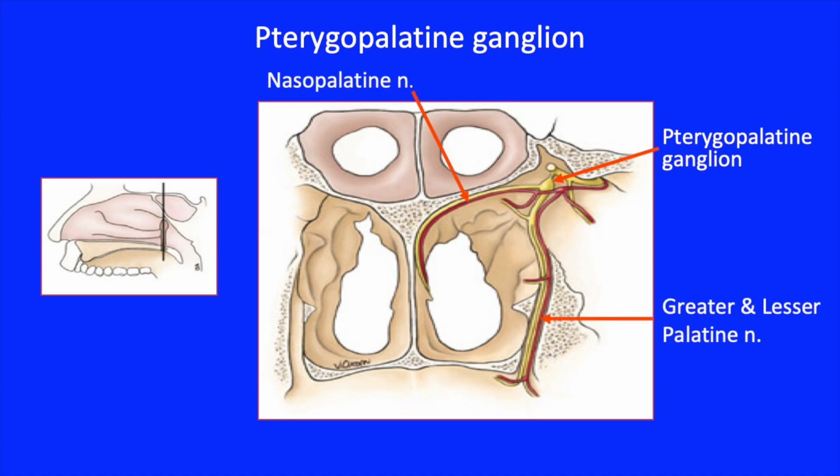In this coronal section through the ganglion, we identify the nasopalatine and the greater and lesser palatine nerves. The nasopalatine nerves will exit the ganglion, travel on the roof of the nasal cavity, descend down the nasal septum to exit at the incisive foramen to supply the hard palate. The greater and lesser palatine nerves descend down their respective canals in the palatine bone to supply the hard and soft palates, respectively. And why might you care to know about these nerves?